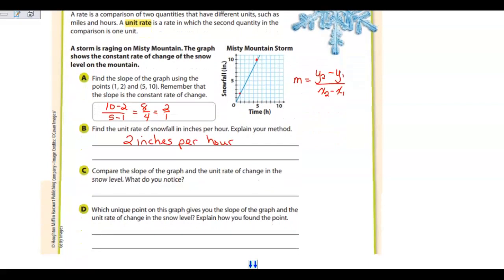We can compare the slope of the graph and the unit rate of the change in the snow level and see what we notice. So when I'm looking at this, I also notice it crosses the line here. So I could go up and then across, up and across. Or I can see that every 2 is crossing. So it's going up 2 over 1, up 2 over 1. So it remains constant.